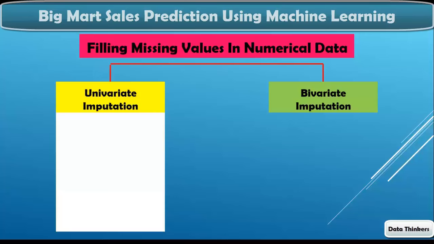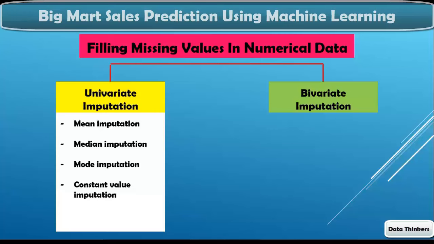Common methods for univariate imputation include mean imputation, filling the missing values with the mean, meaning the average, of the known values in the column. Median imputation, filling missing values with the median of known values in the column. Mode imputation, filling missing values with the mode, meaning the most frequent value, but this imputation is not suitable for numerical columns. Constant value imputation, filling missing values with some constant value. Interpolation, estimating missing values using the values of adjacent data points or time points.